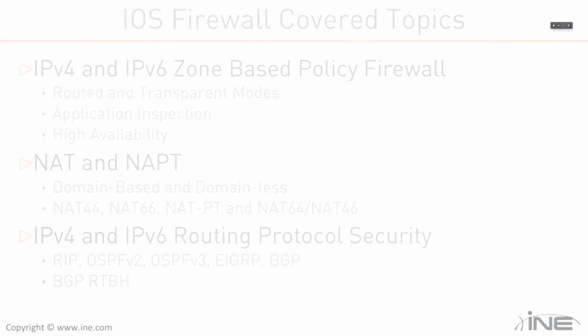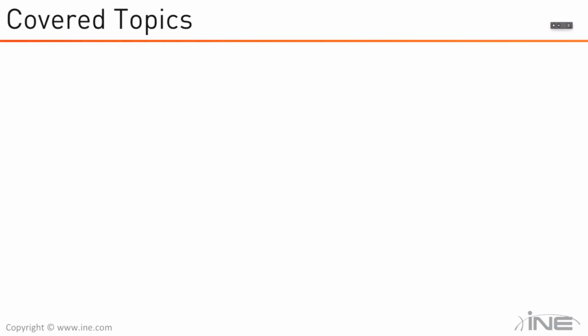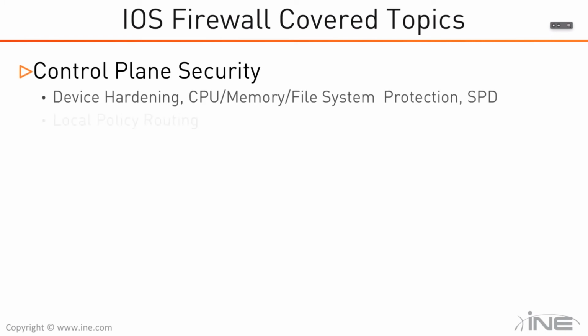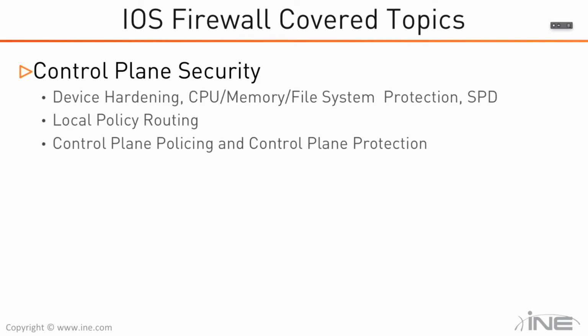And then I'm going to continue with the control plane security. We're going to get into the details of device hardening, saving or protecting the CPU and the memory of the router, about SPD, local policy routing, and finally, the main topic in the control plane security is going to be control plane policing, which is now obsolete and has been replaced by control plane protection.